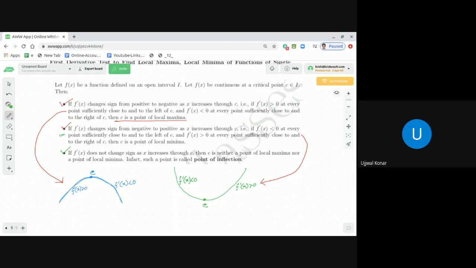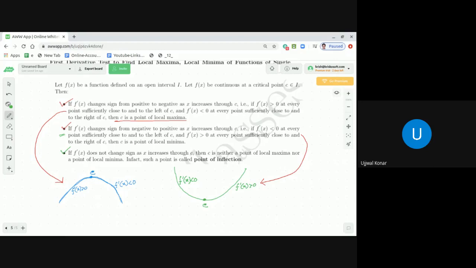If there is no change of sign in f'(x), then you cannot bend that curve, no? Geometrically, if you see the blue color curve and the green color curve, both curves are actually bent at the point C. The point where it bends is the point of local maxima or local minima, depending on how f' is changing. If f'(x) is changing from positive to negative, then that point C is called the local maxima, which is represented in the blue color curve.